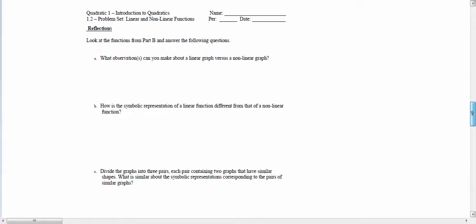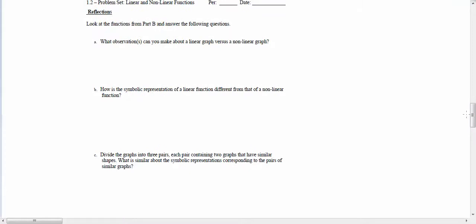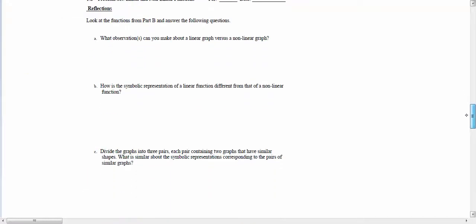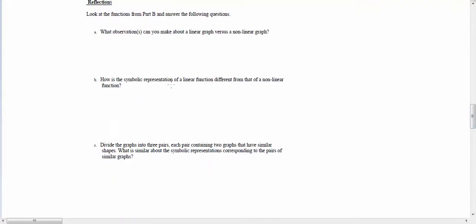Alright, let's talk about some reflections. From part B, answer the following questions. Alright, what observations do you make about the linear graph versus the nonlinear graph? I'm just going to talk about these. Linear graphs are lines. Nonlinear graphs have curves. How is the symbolic representation of the linear graph different from the nonlinear graphs? Okay. Well, the symbolic representation, that would be these guys right here, the equations. The linear graphs have an x to the first power, whereas the nonlinear graphs have x's to any other power.